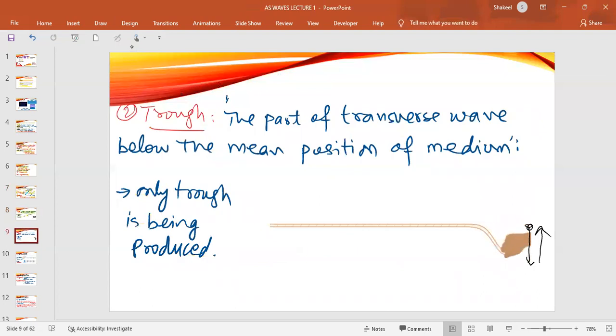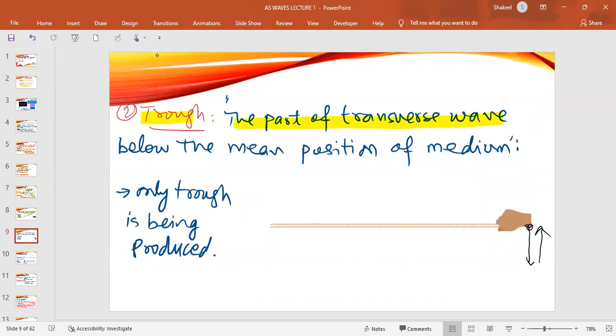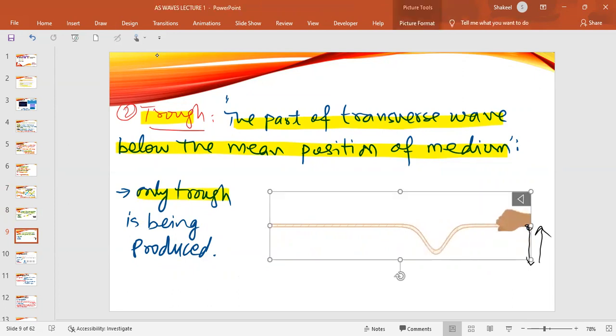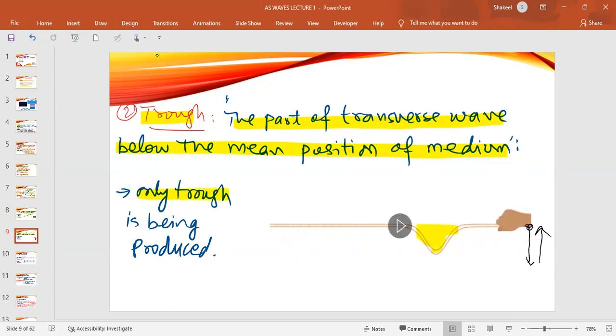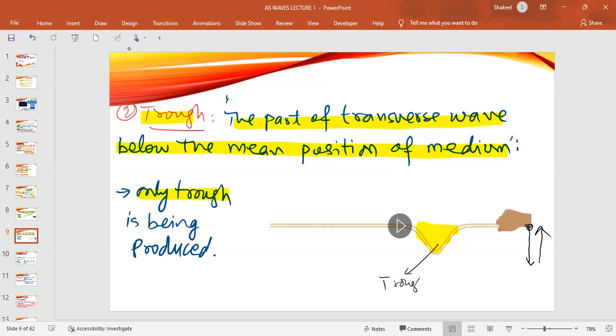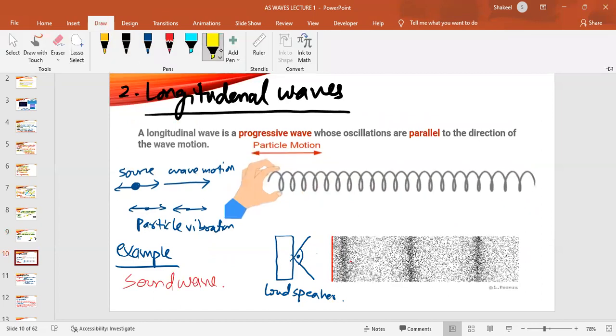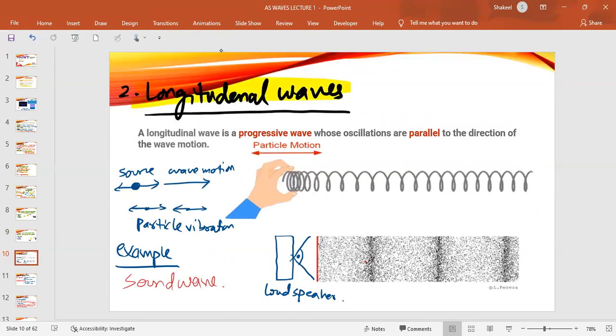Okay, let's move to the next thing, which is trough. So what is a trough? It is a part of a transverse wave below the mean position. So you can see that this is below the mean position. So only a trough is being formed now. You can see that this whole portion which is below the mean line is known as a trough.